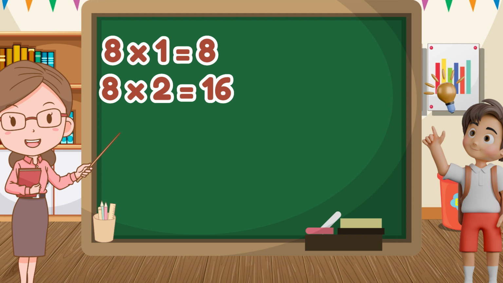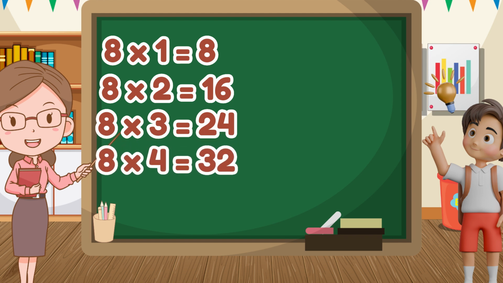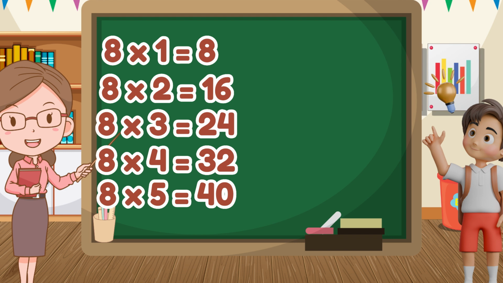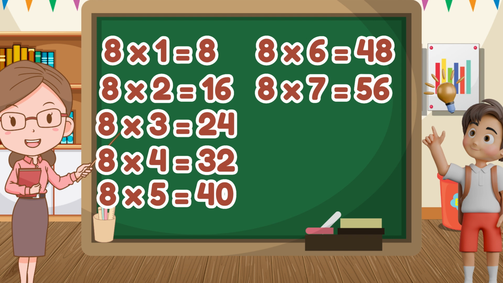8 threes are 24. 8 fours are 32. 8 fives are 40. 8 sixes are 48. 8 sevens are 56.